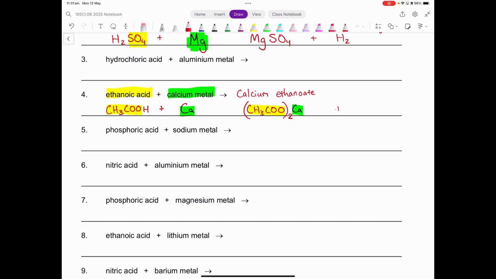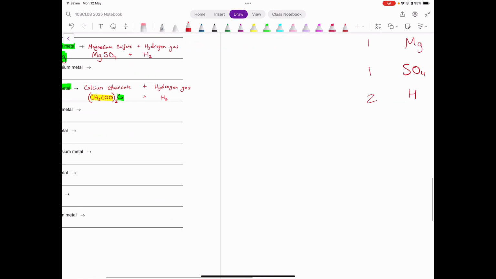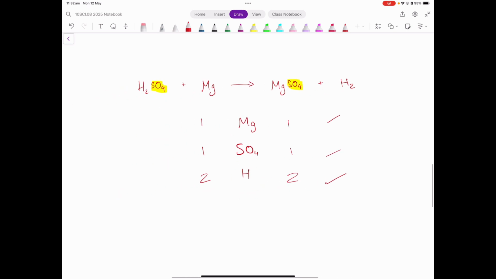What do we also get on the side of calcium ethanoate? There's one final thing. Hydrogen gas. So H2 down below and up above hydrogen gas. Very good. So what we're going to do now is we're going to have to balance this one. And just as we did before with magnesium sulfate, we're going to group the polyatomics together. So let's write it out now.